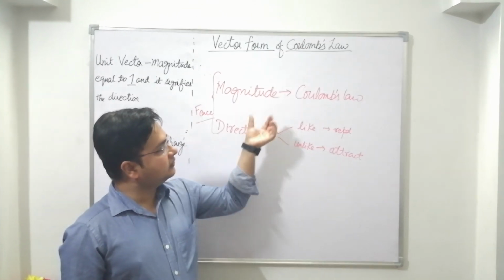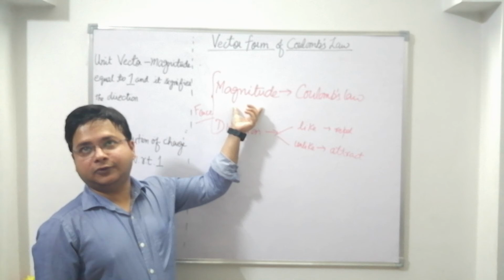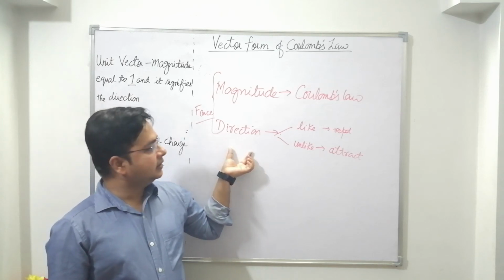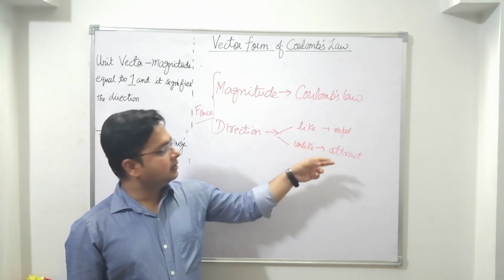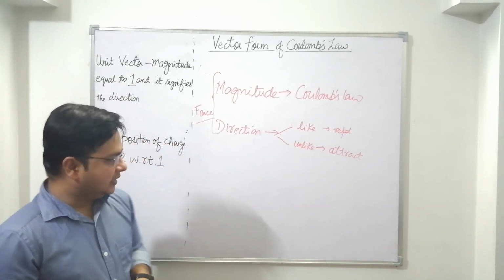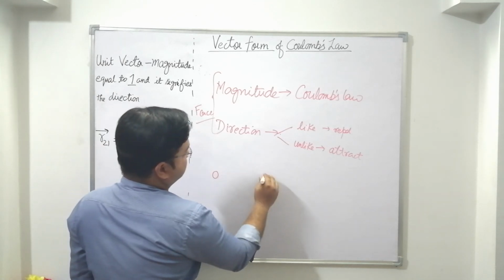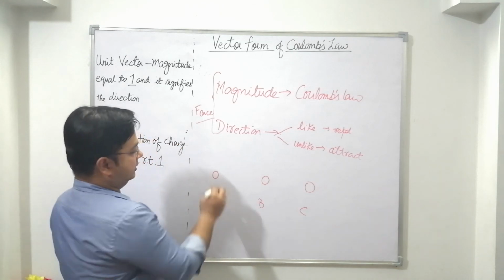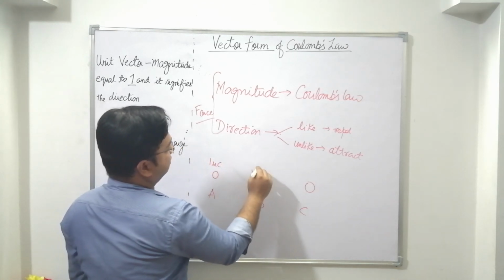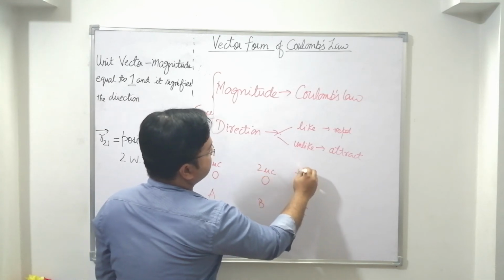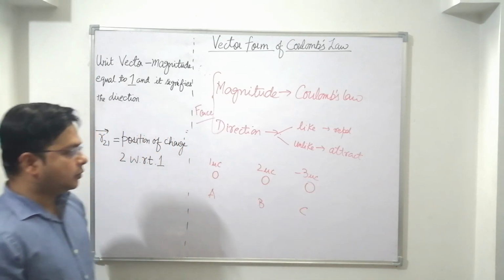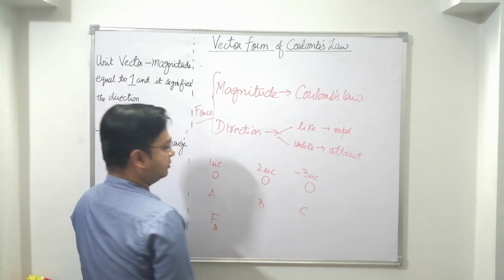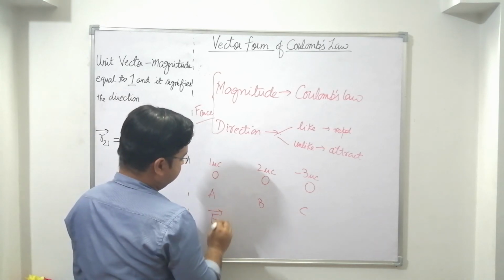To solve a numerical question, only these two things are necessary. First, the magnitude of the force, which you can easily calculate by applying Coulomb's law. Second, the direction of the force can easily be found by applying the concept that like charges repel and unlike charges attract each other. For example, let us assume that we have three charges A, B and C. The values of the charges are given as 1 microcoulomb, this is 2 microcoulomb and this is minus 3 microcoulomb. And in the question you are asked to find the resultant force acting on B.